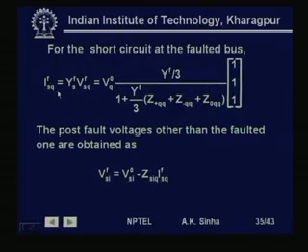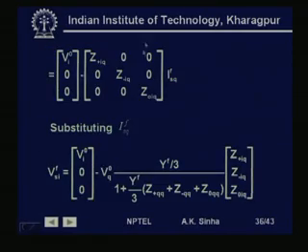And similarly, we can get the current IFSQ as YFS into VFSQ. Since we have already seen the relationship for VFSQ, substituting it, we will get this relationship. The post fault voltages for buses other than the faulted one are obtained as VSIF equal to VSI0 minus ZSIQ into IFSQ, and IFSQ we can calculate like this. This is the pre fault voltage for that bus I minus ZSIQ into IFSQ, and substituting for IFSQ we will get this relationship for the post fault voltage at bus I.